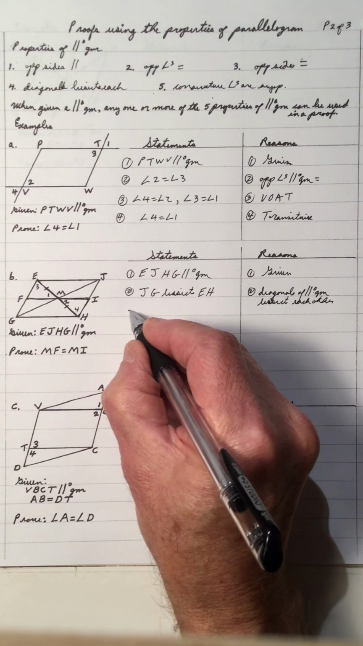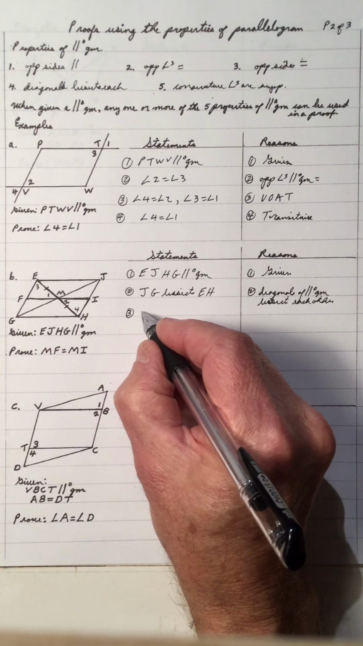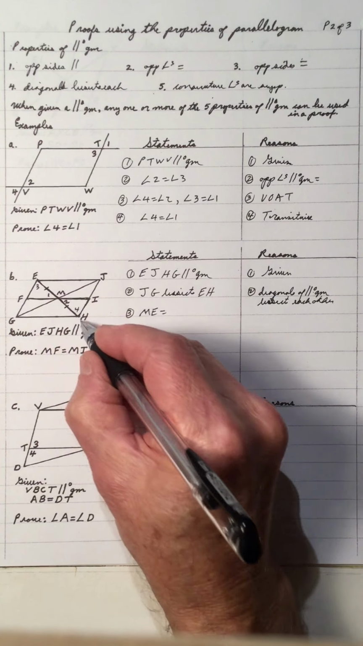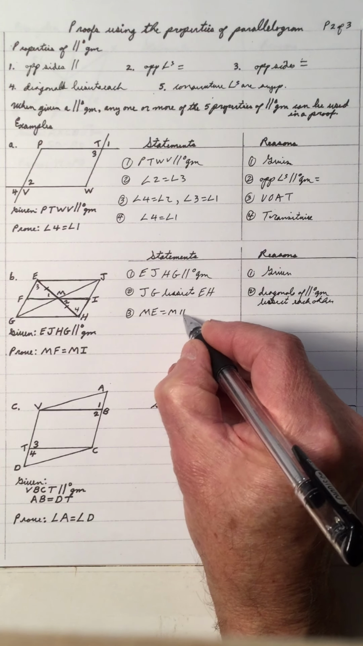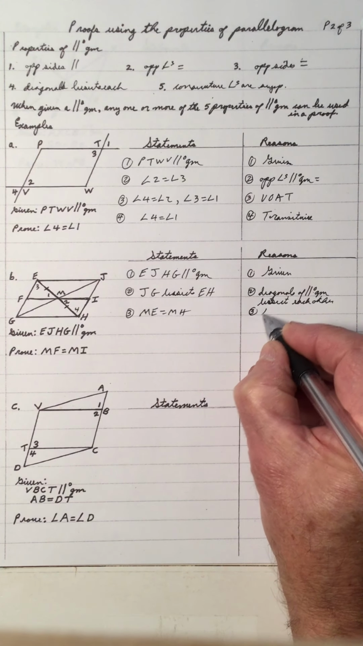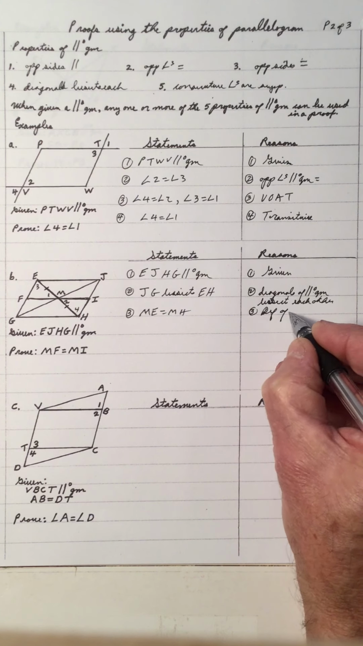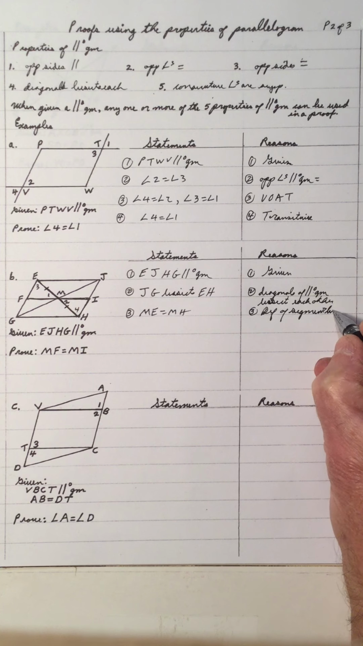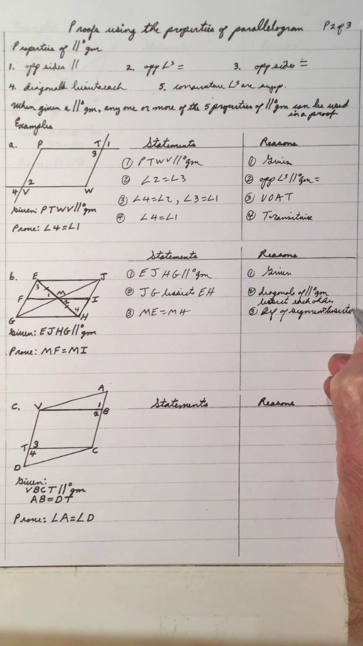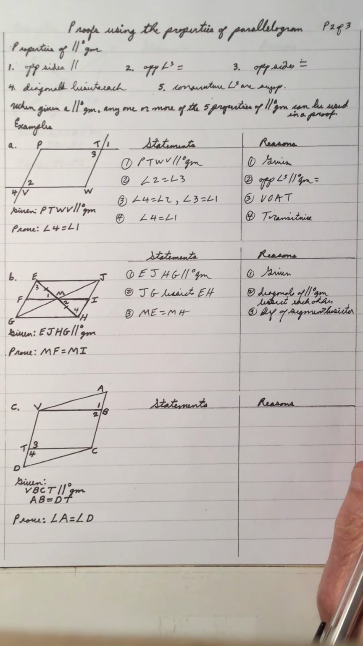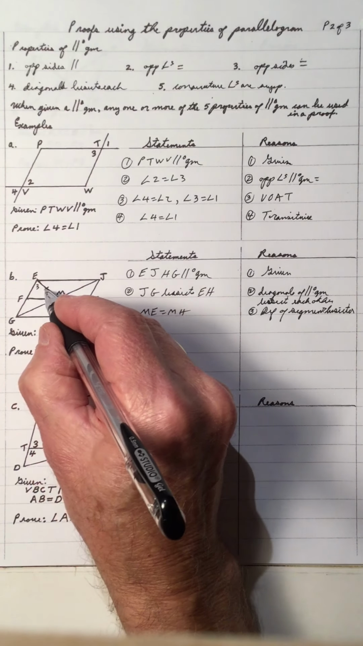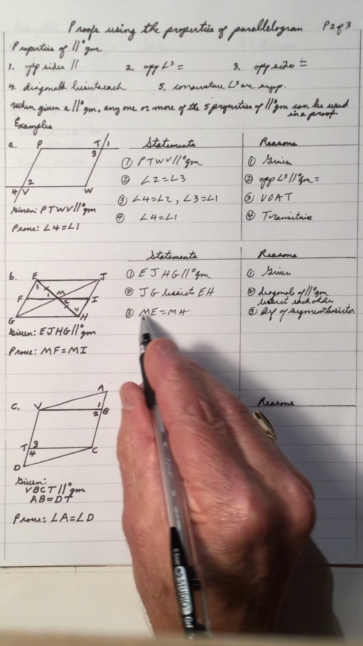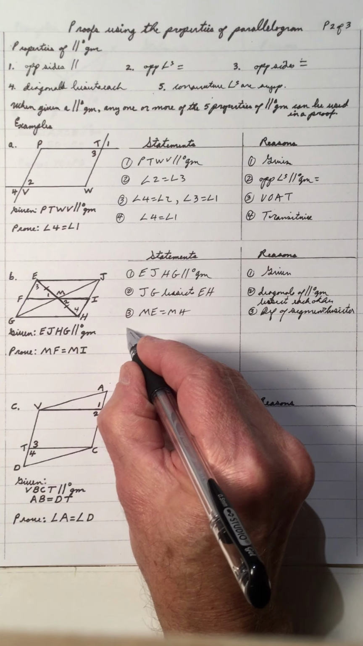And as a result, I have ME equal to MH. Definition of a segment bisector. Okay, so I have ME equal to MH, because the diagonals bisect each other, I have these two segments equal.